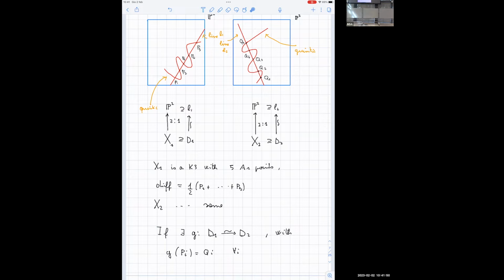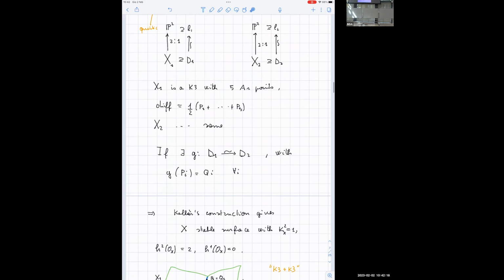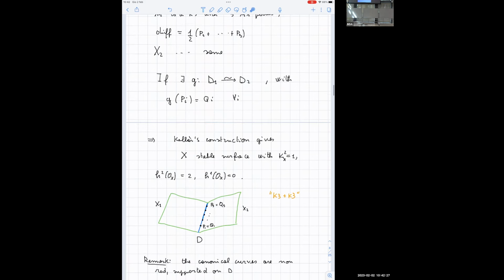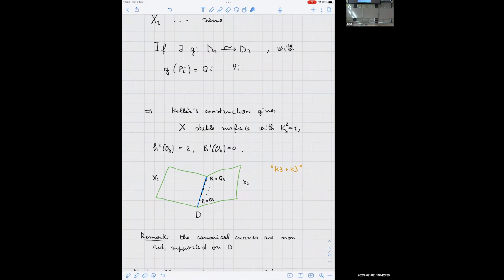So if I want to apply Kollár's construction, it is enough to find an isomorphism between the pre-images of this line and this line that maps the points to the points. And of course, you can arrange things in order that this is possible. It's not possible in general, but this gives, so we have all the conditions. We can glue the two surfaces together and we get a stable surface.